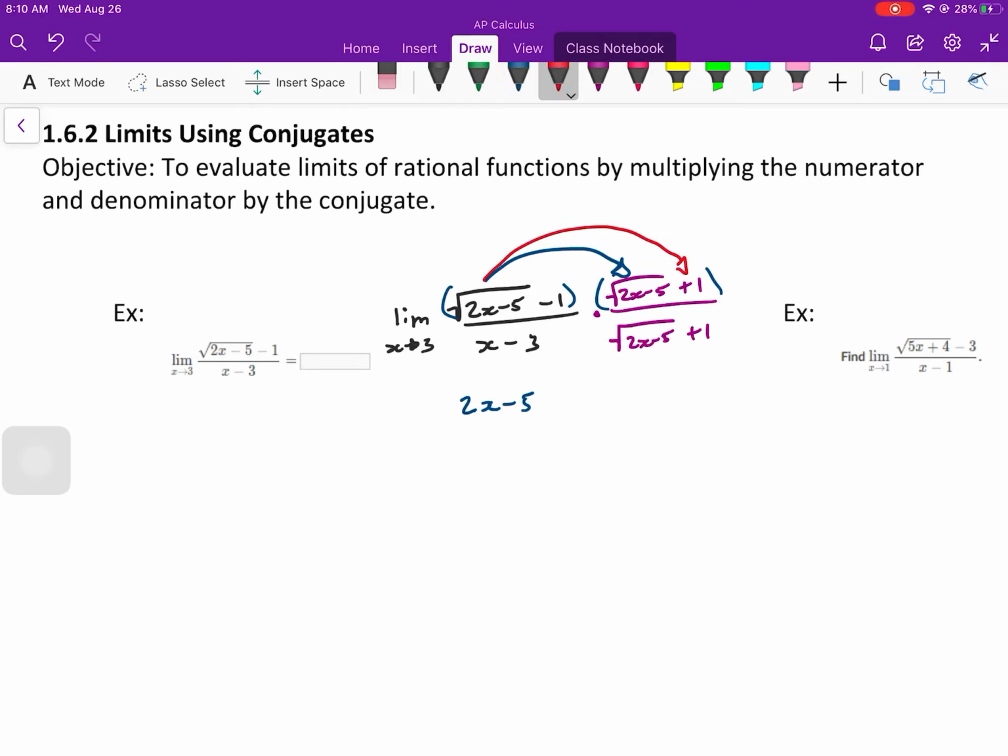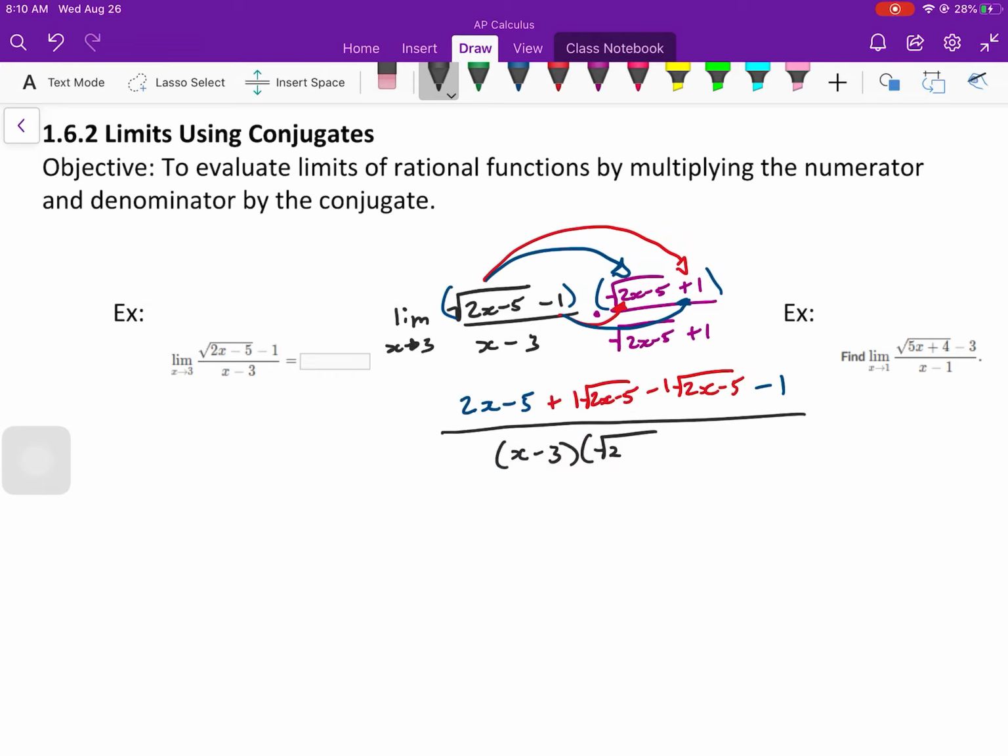Then we're going to do 1 times that, so plus 1 times the square root of 2x minus 5. And then minus 1 times the square root of 2x minus 5. And then last, negative 1 times 1 is negative 1. For now in the denominator, I'm just going to leave it as x minus 3 times square root of 2x minus 5 plus 1. We won't FOIL that out. Well, let's see what happens, because if we plug in, oh, we will have to FOIL that out. Well, hang on. Let's just see how things play out.